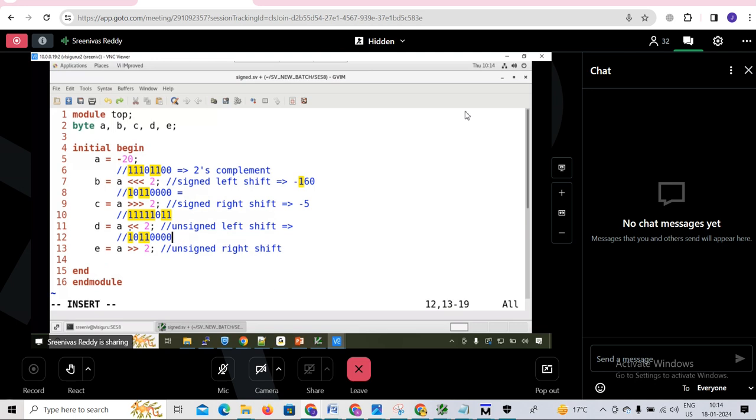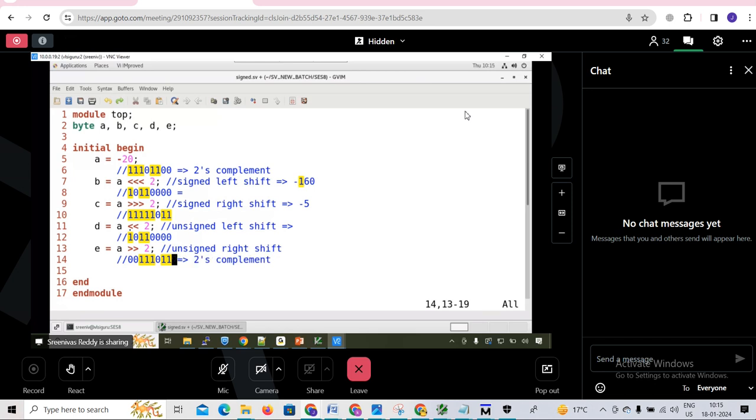Zeros will come here. You see here, between signed left shift and unsigned left shift, there is no difference as such. You see the difference only in the right shift actually. Here what will happen? This one won't be retained. Here 2 zeros will come, 2 zeros will go.